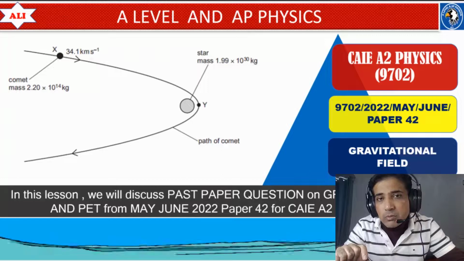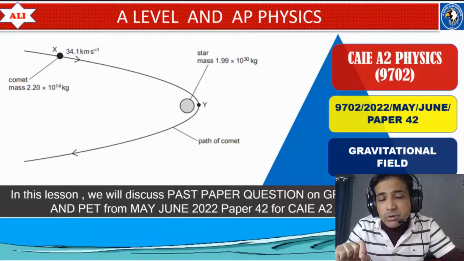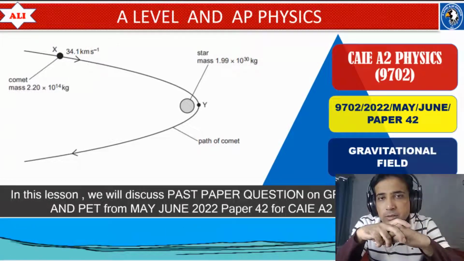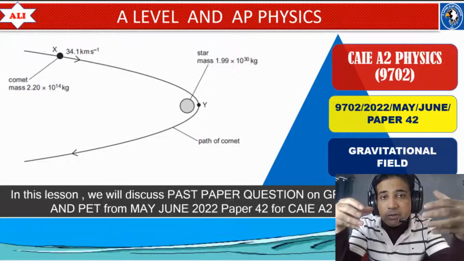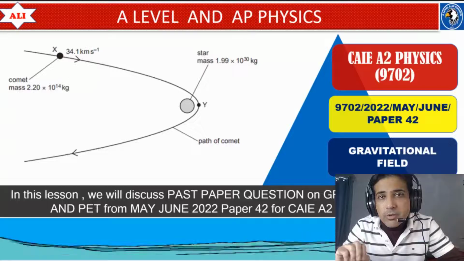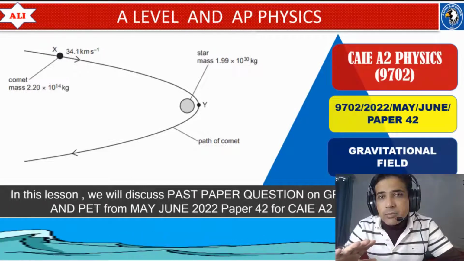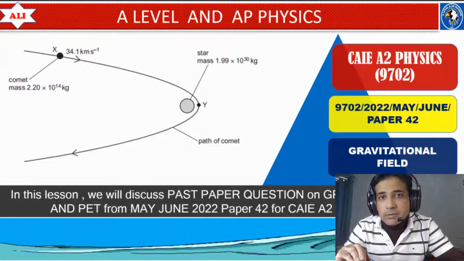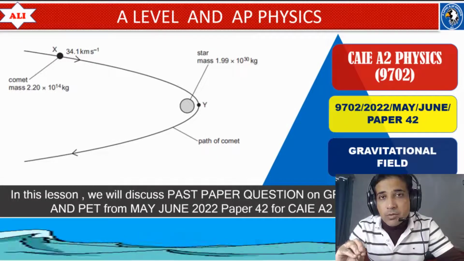Then we will talk about how to calculate change in gravitational potential energy and also change in kinetic energy. Then we will discuss the relationship between work done by gravitational force and change in gravitational potential energy. And some other points we will also discuss in today's lesson. So we are going to discuss very important points about gravitational field, and understanding of this question will help you to understand this topic. Let's study together. Let's improve together.